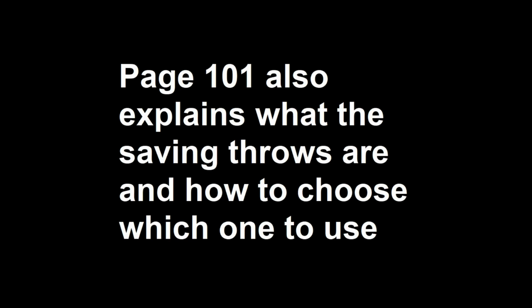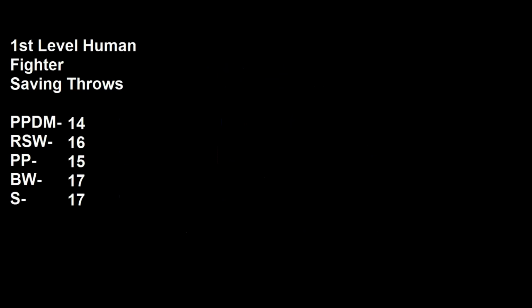How this worked in play was that when you made a character, you consulted the table on page 101 of the PHB to find the saving throws for your character's class and level. The DM determined monster saving throws by what class was most similar to the monster in question, then using the monster's hit dice in place of level. To explain this, our example will be a first-level human fighter. According to the table, these are our saving throws.